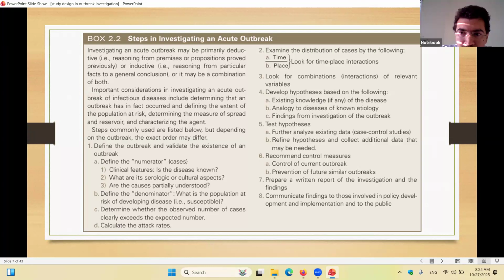In this step also, descriptive study helps us for developing hypotheses for analytical studies. This step in turn falls into three categories. A, existing knowledge, if any, of the disease. B, analogy to diseases of non-etiology. And C, findings from investigation of the outbreak.